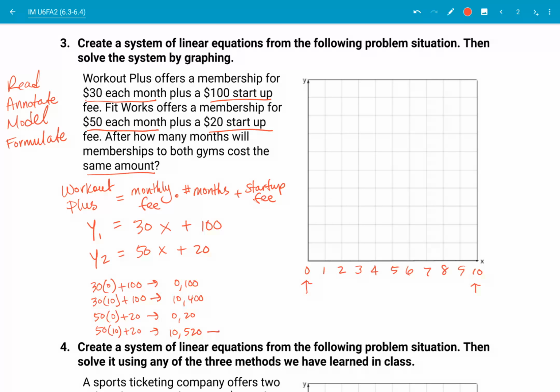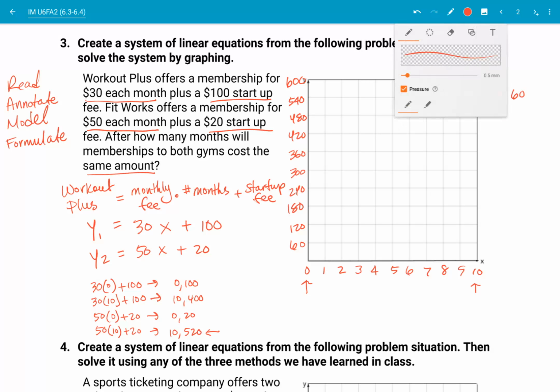Okay, it looks like my biggest y value is 520, so that means my graph has to go up at least to 520. I'm going to go up to 600 just to be safe. Now if I have 600 units, and I have 10 boxes total, that means I need to be counting by 60s. So I'm going to count 60, 120, 180, 240, 300, 360, 420, 480, 540. So now I'm ready to plot these points.